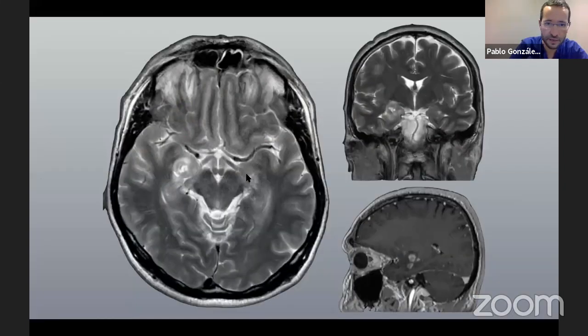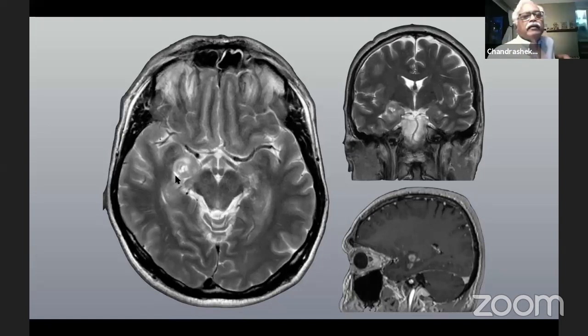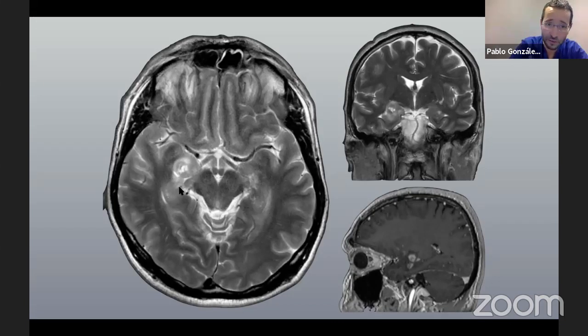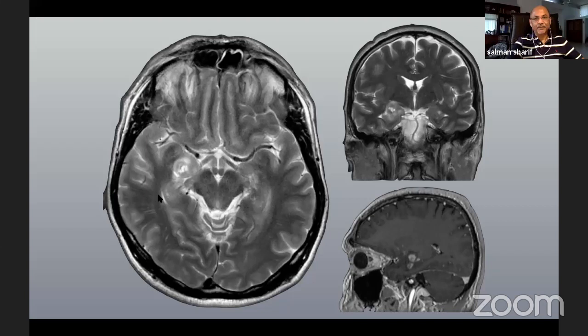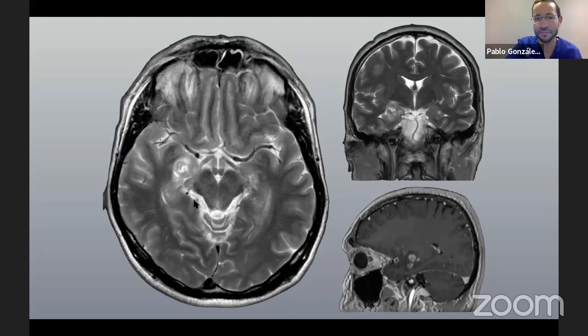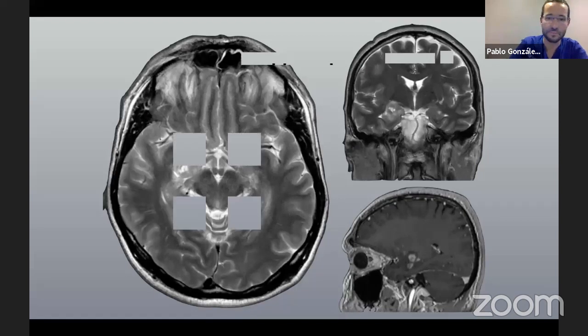So this is the uncus on the left side, and you can see on the right side, the tumor is mainly in the anterior part of the uncus, pushing the temporal horn posteriorly. Okay. So this is the head of the hippocampus. Yep. But before going to surgery, I thought that it could be a head of hippocampus tumor, but it's pushed posteriorly. Can you see it? Yep. Is it visible here? Yes, it is. Okay.